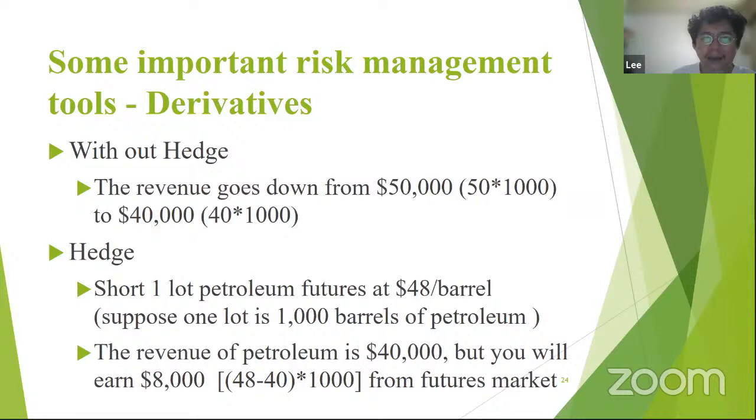But because 6 months before, you already shorted a contract, and you sold at $48, and now the price is $40, when you offset the contract, you can earn $8,000. So in total, in stock, you will earn $40,000.